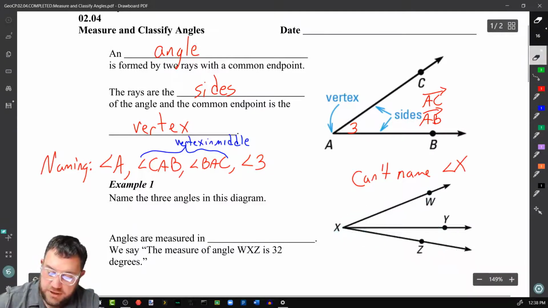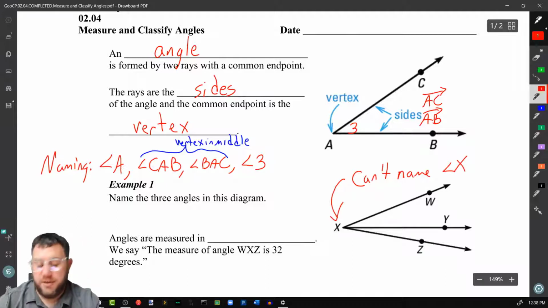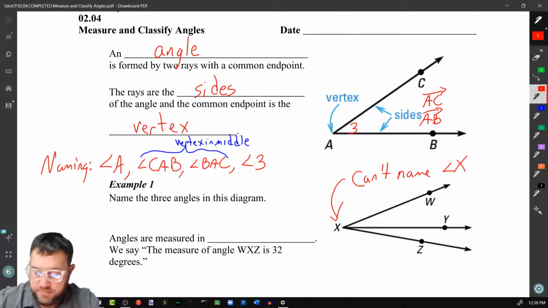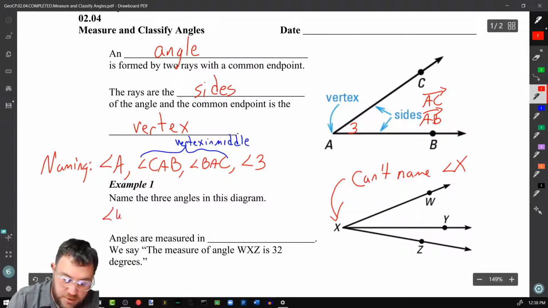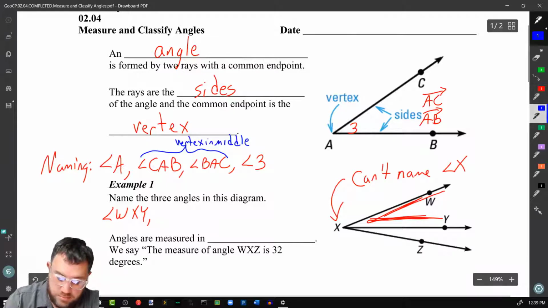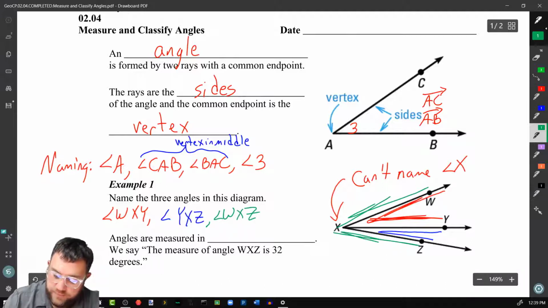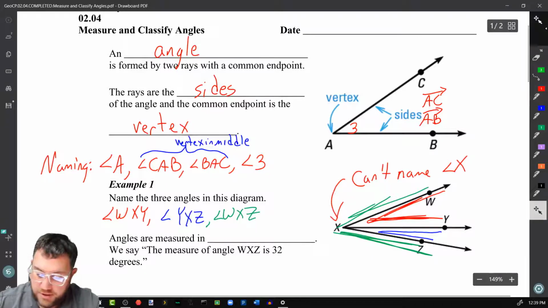So I would want to use angle WXY or WXZ or YXZ. Can't use just angle X. All right, and I actually just named the 3 angles in this diagram. WXY, that's this one. YXZ, that's this skinny one at the bottom. And then WXZ, that's the whole thing. So those are our 3 angles.